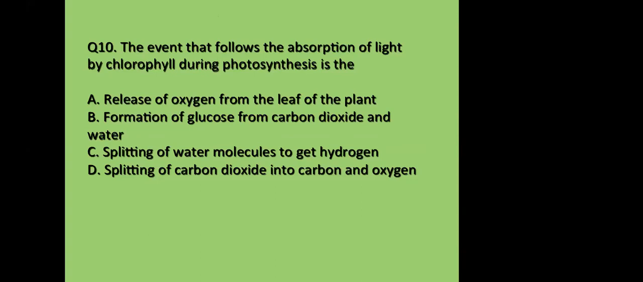See, the right answer for this question is option B. At the end of photosynthesis, last time also I have told you about the requirements of photosynthesis and the products of photosynthesis. At the end of photosynthesis, two important things are formed: glucose is formed plus oxygen gas is evolved. Formation of glucose from carbon dioxide and water is the main thing which happens. This is the event which follows absorption of light, not the splitting of water molecule or splitting of carbon dioxide. By using water and carbon dioxide, glucose is formed.